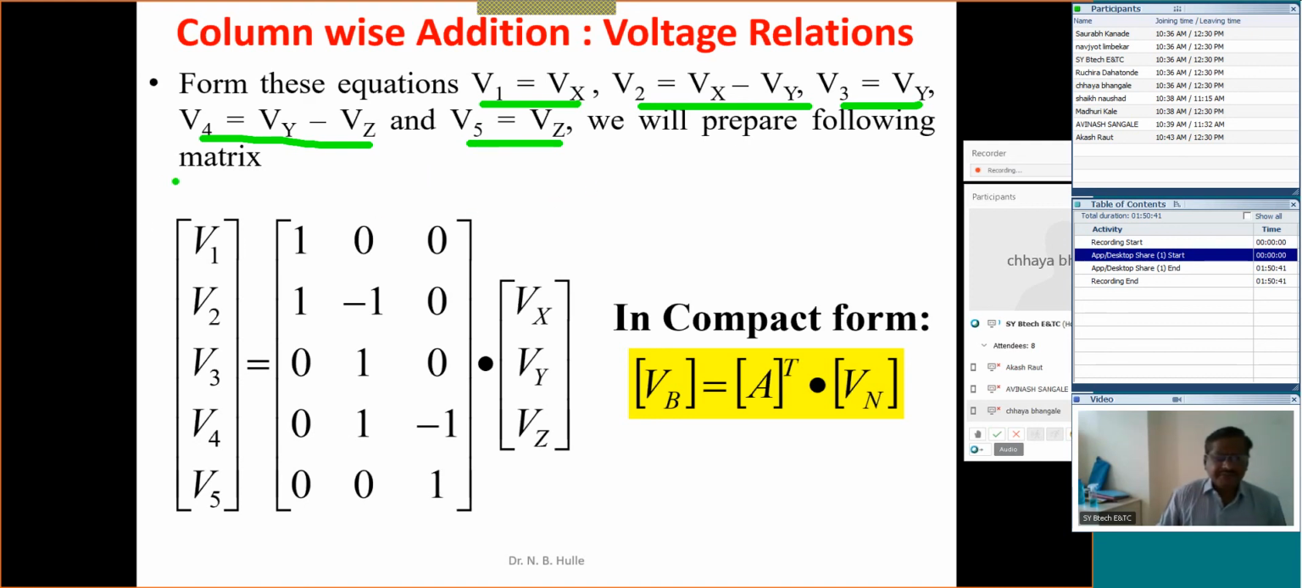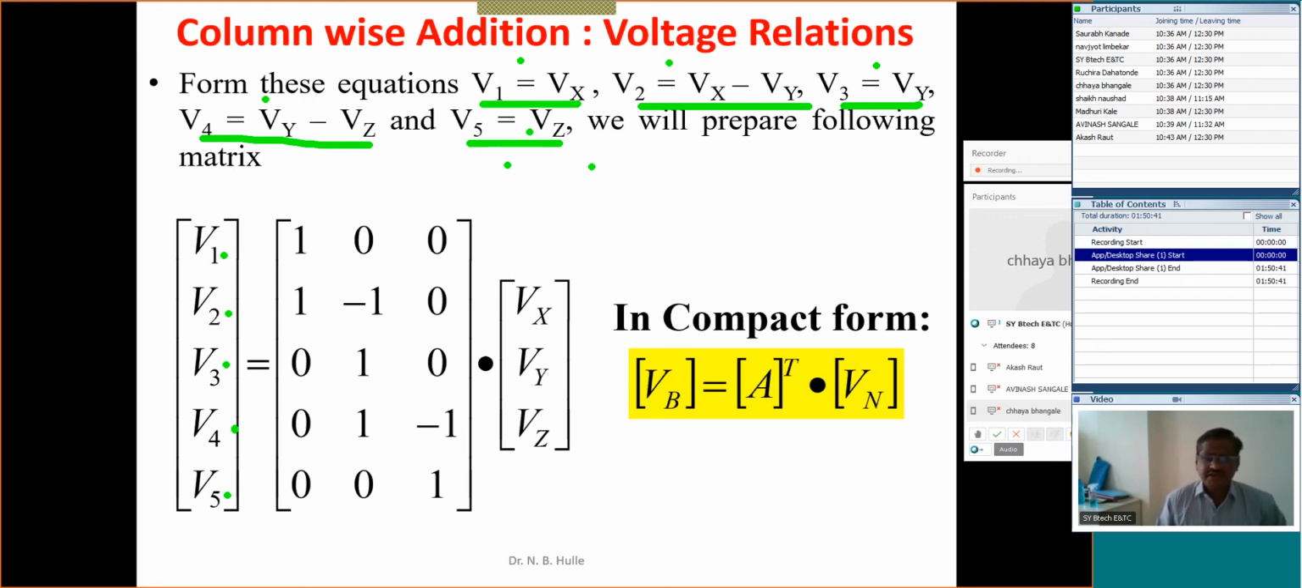We will prepare the following matrix. We will arrange these equations in the matrix form. This element is V1, V2, V3, V4 and V5, because we have five equations. This is equation number 1, this is equation number 2, this is equation number 3, this is equation number 4 and this is equation number 5. All these equations we are trying to map in the matrix format.